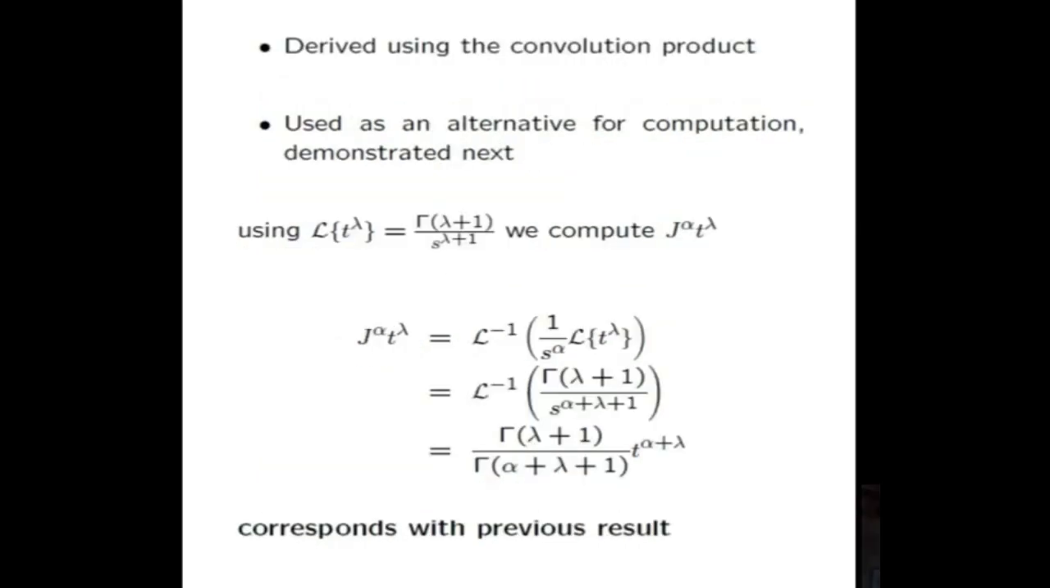Okay, that result can be easily obtained by using the convolution product, and it is used as an alternative for computation. So basically here we quickly compute the alpha order integral of the power function t to the lambda, and in the 3 steps you can see we have obtained the result, which is a much quicker way as opposed to using the Riemann-Liouville definition in some ways.